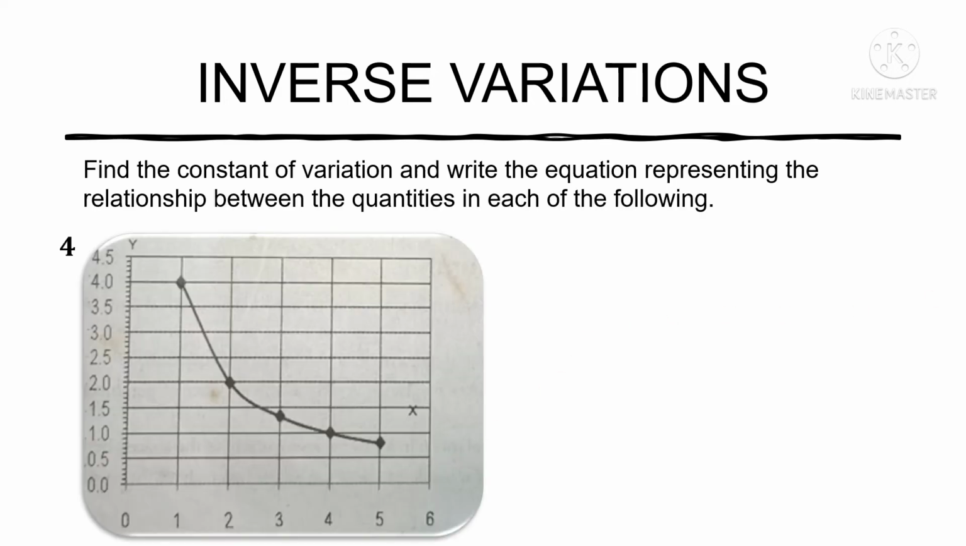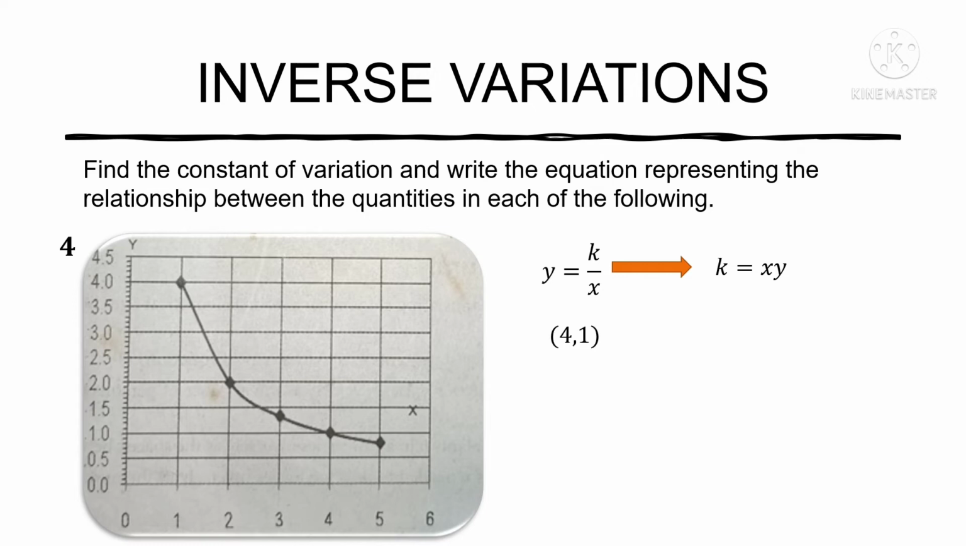Number 4 naman tayo, graph pa rin. So, ganun pa rin ang gagawin natin. Pipili tayo ng point dito sa graph na ito. The same process, gamitin pa rin natin yung model equation natin na y equals k over x, o kaya yung k equals xy. Parehas lang din naman sila.